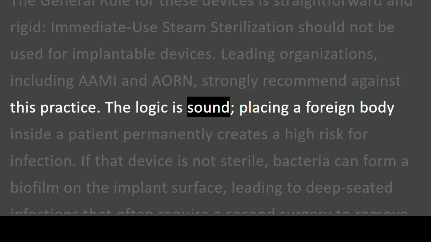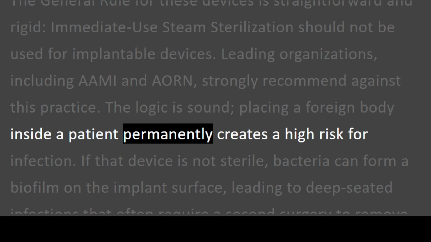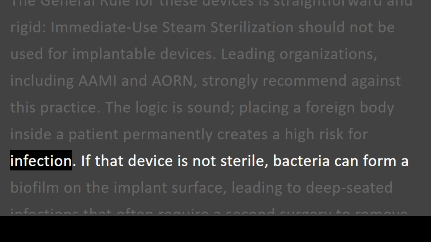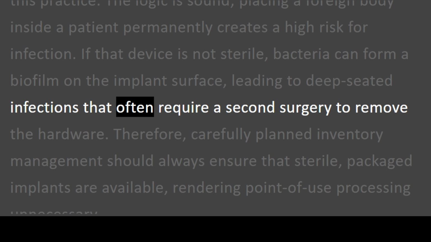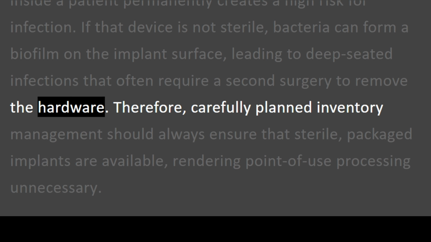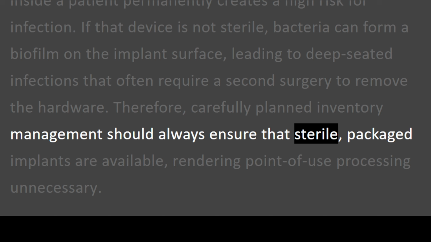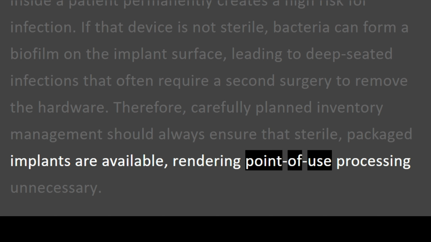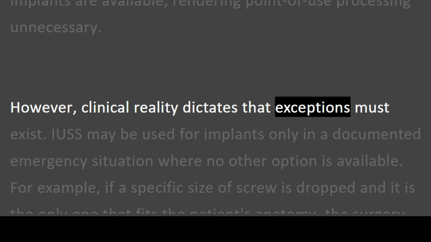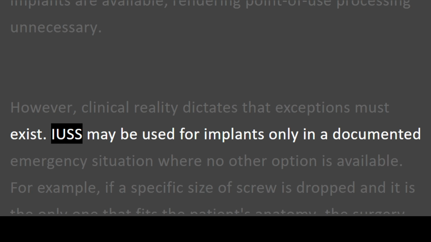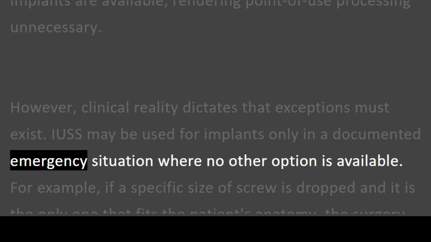The logic is sound. Placing a foreign body inside a patient permanently creates a high risk for infection. If that device is not sterile, bacteria can form a biofilm on the implant surface, leading to deep-seated infections that often require a second surgery to remove the hardware. Therefore, carefully planned inventory management should always ensure that sterile, packaged implants are available, rendering point-of-use processing unnecessary. However, clinical reality dictates that exceptions must exist. IUSS may be used for implants only in a documented emergency situation where no other option is available.